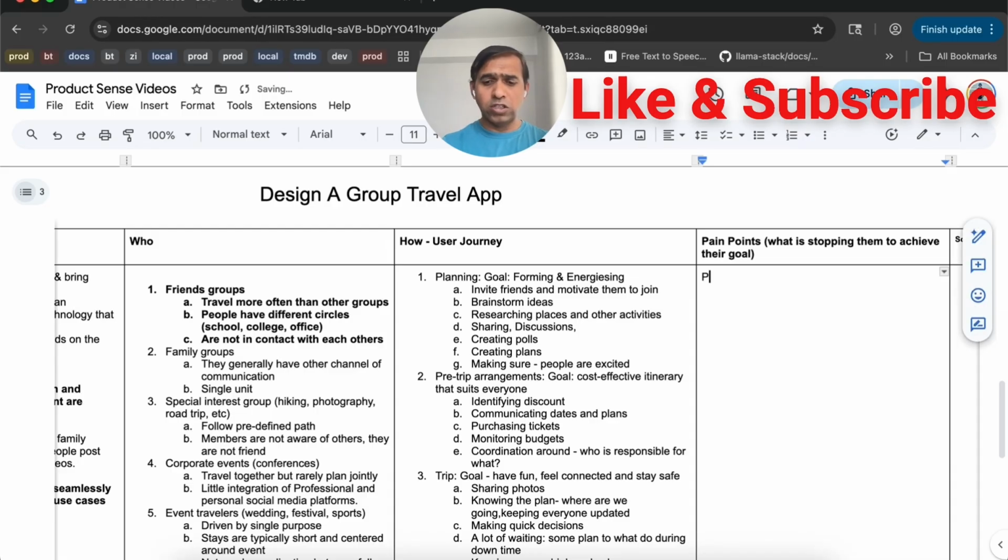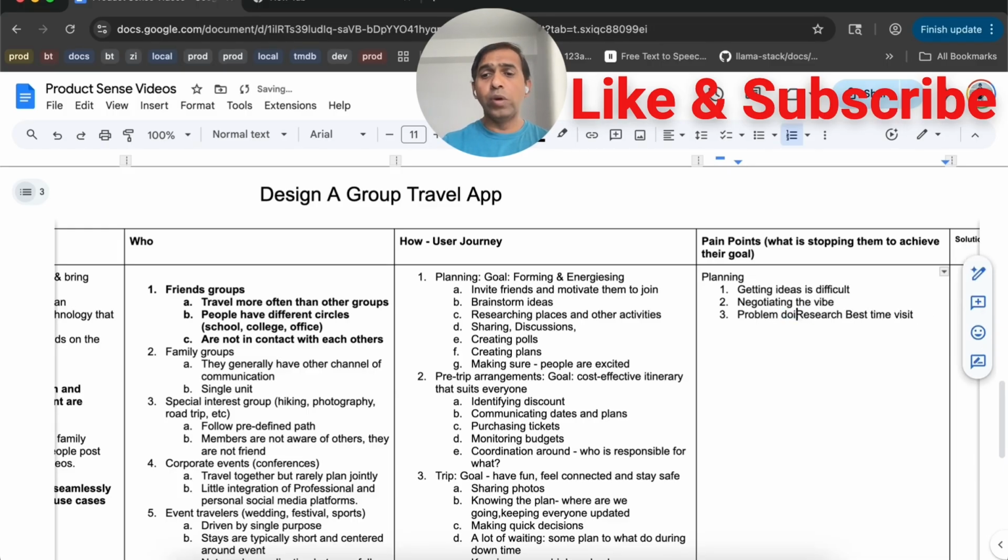In the planning stage, getting ideas is difficult. Negotiating the vibe is a difficult part. When you're doing research, what is the best time to visit? What to visit?